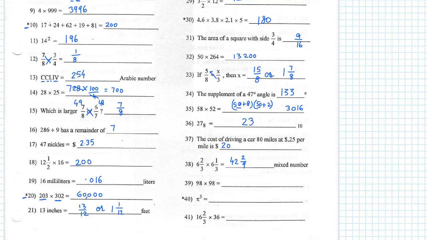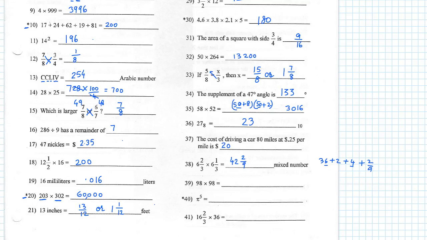So let's double check this one. 6 times 6 is 36. 6 times 1/3 is 2, then 6 times 2/3 is 4, and then 2/3 times 1/3 is 2/9. So that's 42 2/9.